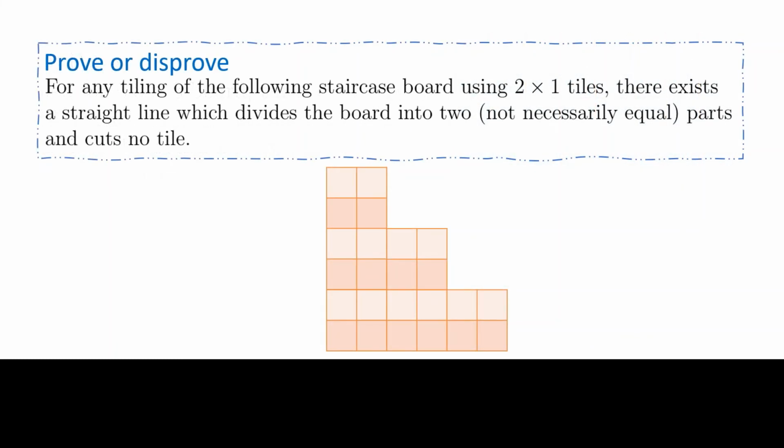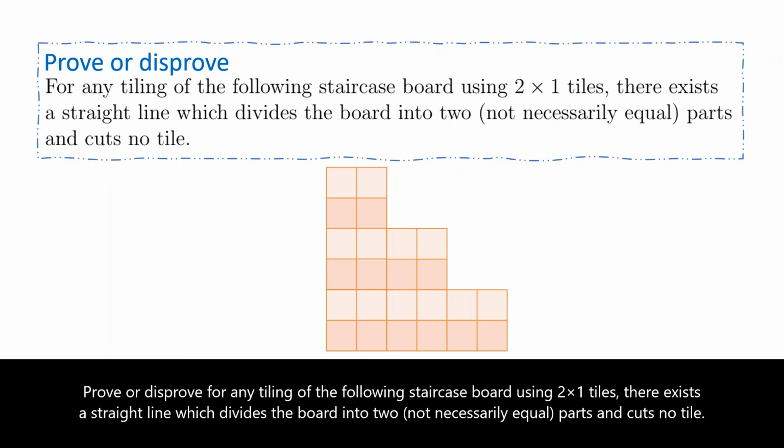Prove or disprove: for any tiling of the following staircase board using 2 by 1 tiles, there exists a straight line which divides the board into two not necessarily equal parts and cuts no tile.